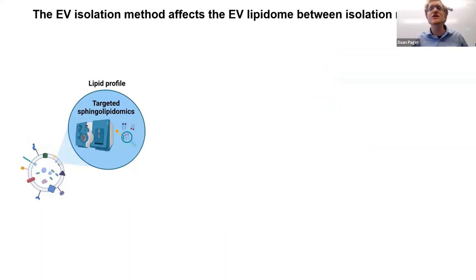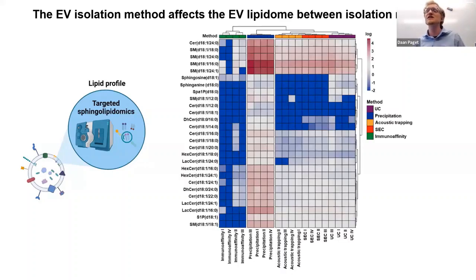So we then moved into a lipidomic approach. What we decided to do is look specifically at sphingolipids as the most enriched lipid in extracellular vesicles. This study in plasma extracellular vesicles comparing isolation methods hasn't been done before, so we were quite excited to see what we got. Interestingly, we see that there is a strong difference in the lipid signature comparing the different isolation methods.